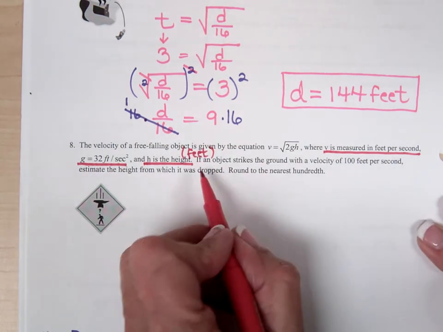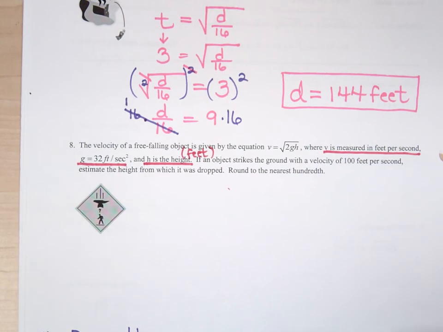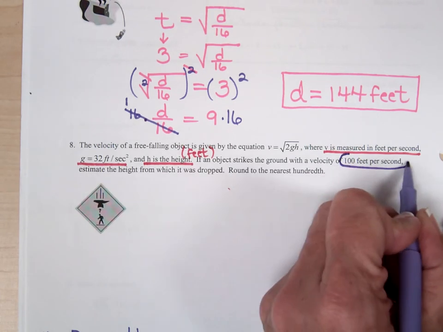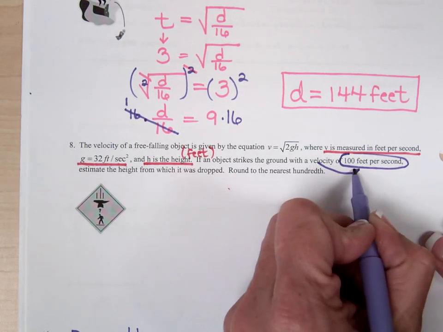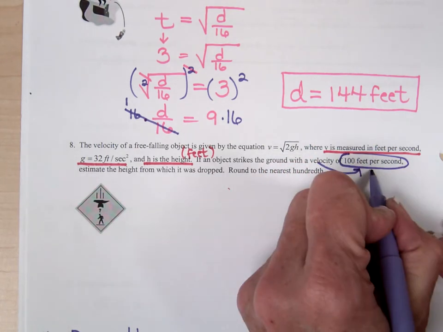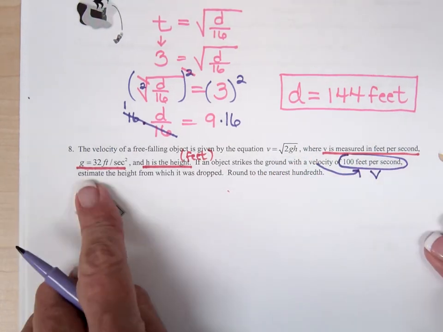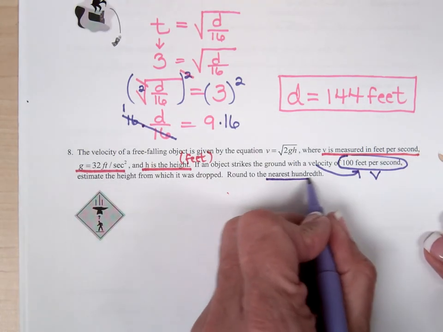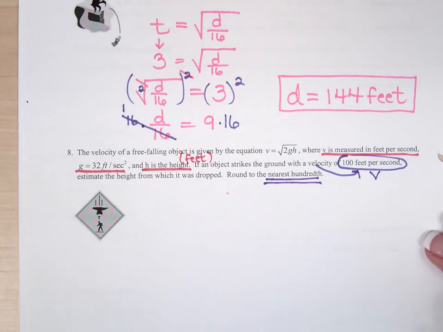Okay, so let's read the next sentence and see what information they've given us. The velocity is 100 feet per second. So that is what letter? Velocity is V. So there's my V. Estimate the height from which it was dropped. Round to the nearest hundredth. That's important. So that tells us it's going to be a calculator problem.